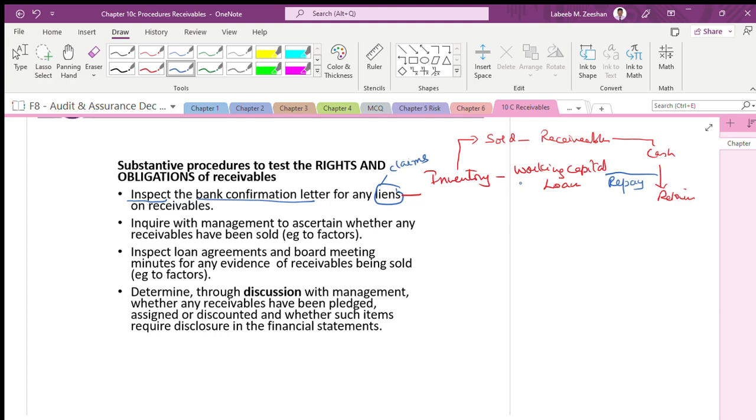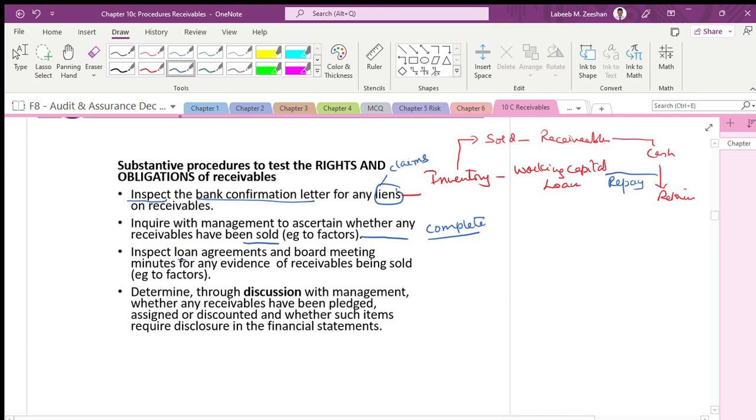Inquire with the management to understand whether receivables have been sold. You should make sure that it has been sold, a complete sale. It should not be a part sale. You should not have any terms and conditions attached to the sale. When you are talking of sales, it should be a complete sale.